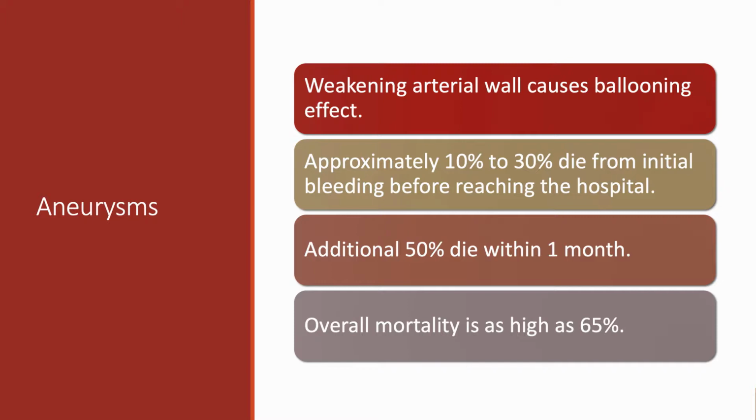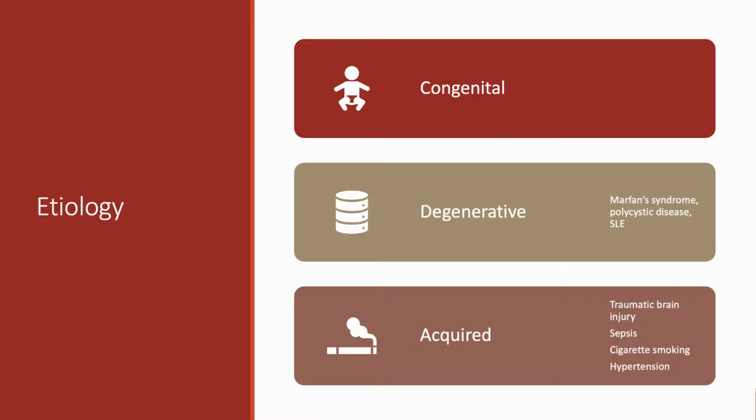Aneurysms, remember, are a weakening of the arterial wall due to the muscular problem in the media of the artery. About 10 to 30% of these patients die instantly before they reach the hospital. About 50% more die within a month, and the overall mortality of intracerebral aneurysms can be as high as 65%. So, of course, prevention is key for these patients. Patients who have a family history certainly are at higher risk for congenital malformation, and that should be evaluated prior to there being an emergency, obviously.